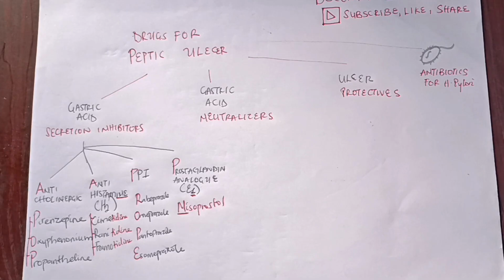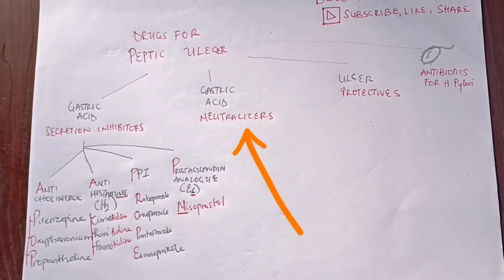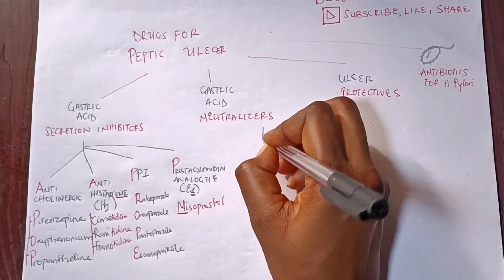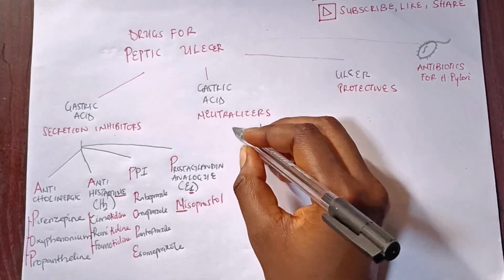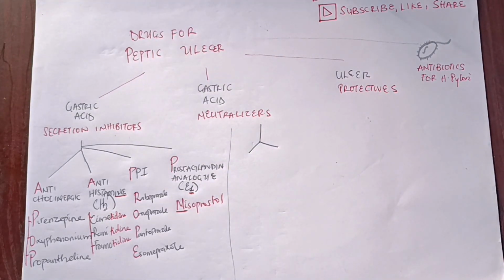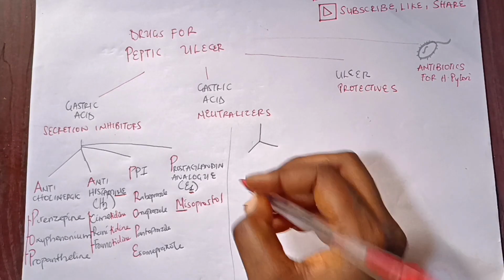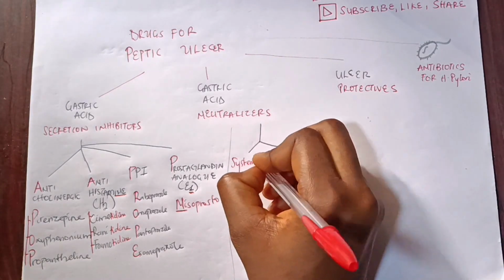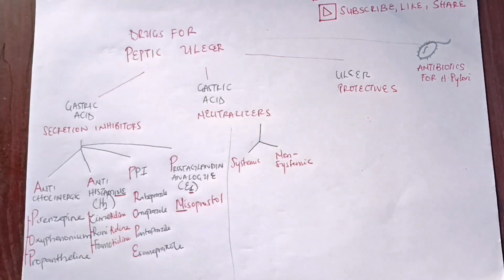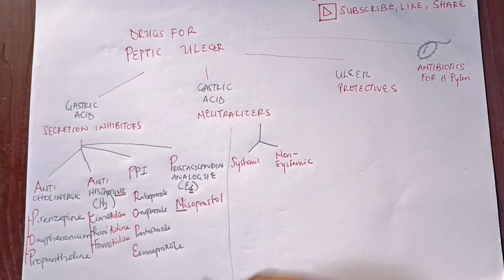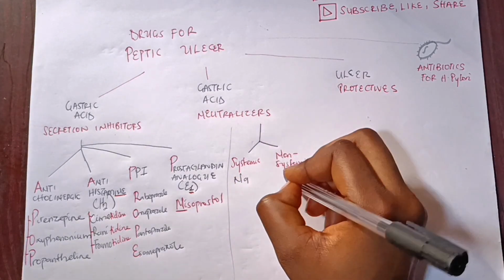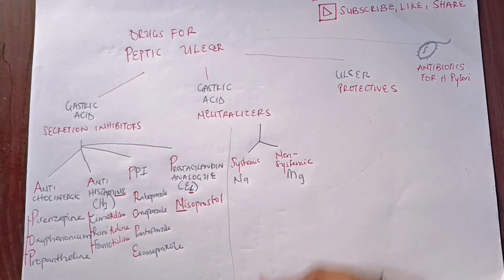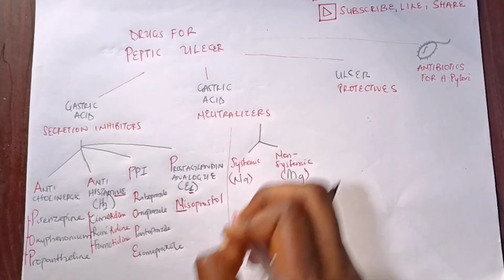So that is that for the gastric acid secretion inhibitors. Then we'll go to the gastric acid neutralizers. And for the neutralizers, they are further divided into 2 again, which are what? The systemic and non-systemic. And for the systemic, I always do this thing where I say systemic is sodium, non-systemic is magnesium. I always try and have it in mind like that.